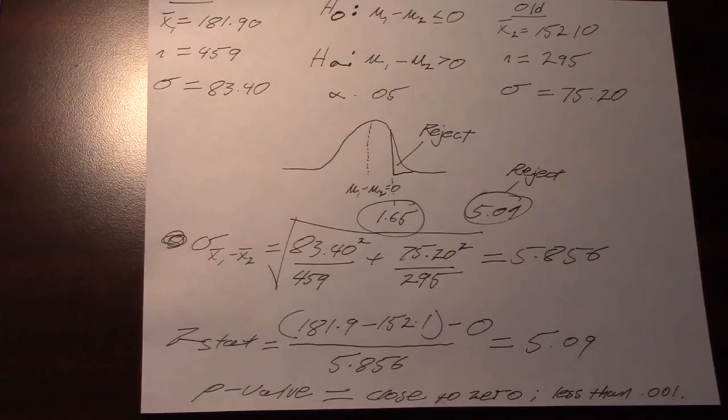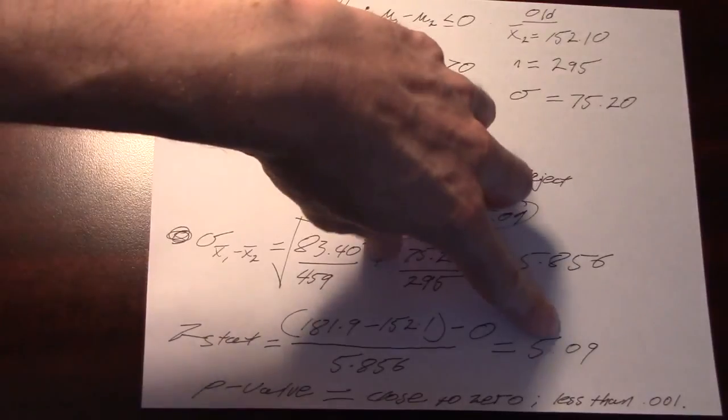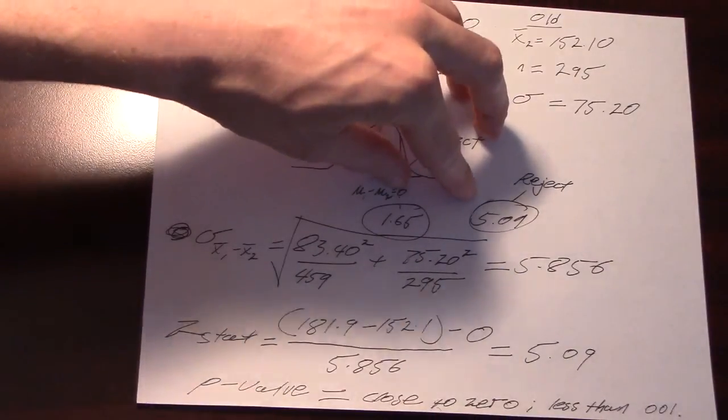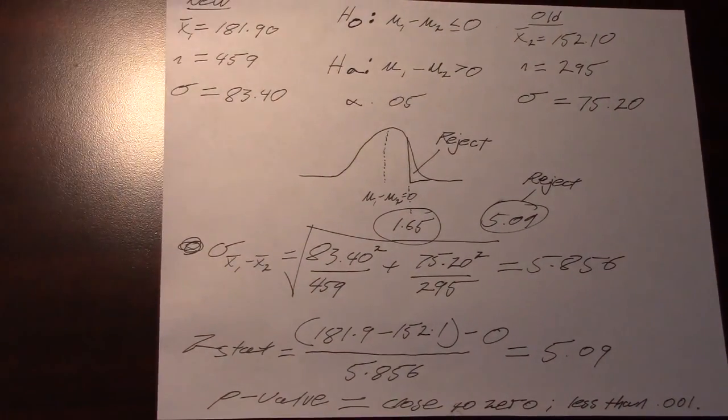So yeah, we get the sample mean of 5.856. We got the z-stat of 5.09. Jeepers, critical value of 1.56, and we reject because the p-value is so close to 0. All right. So that is your example for the mean differences. So let's move on to the next topic, which I believe is proportion differences.